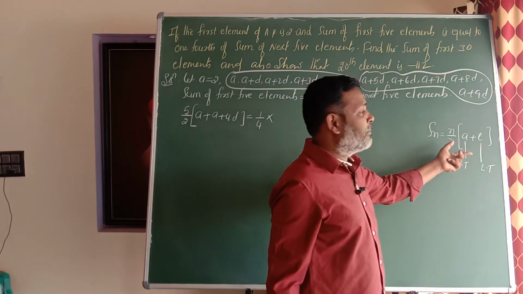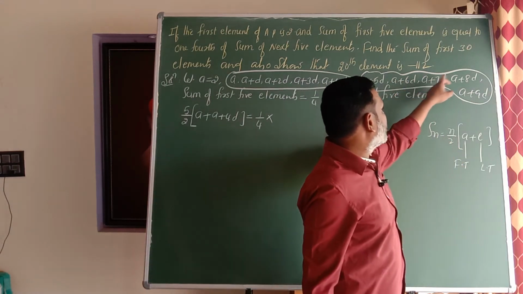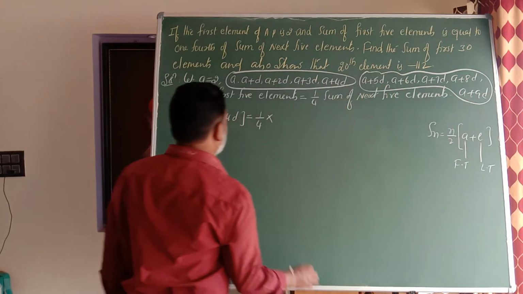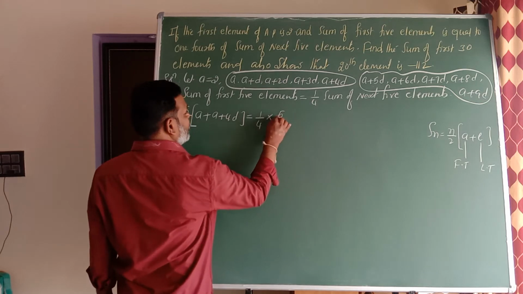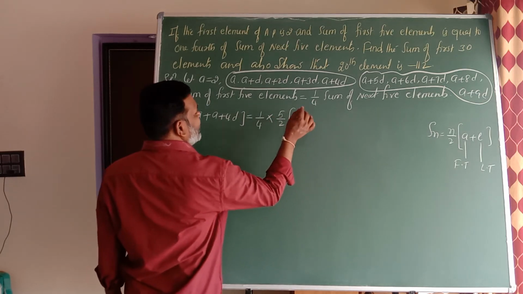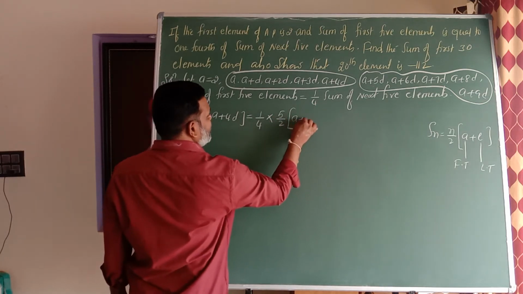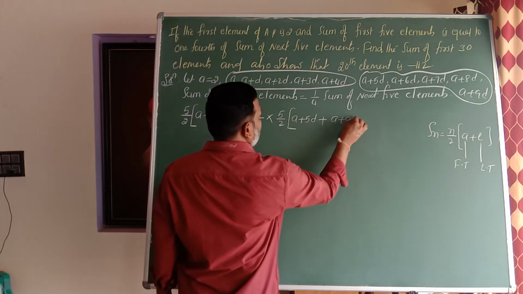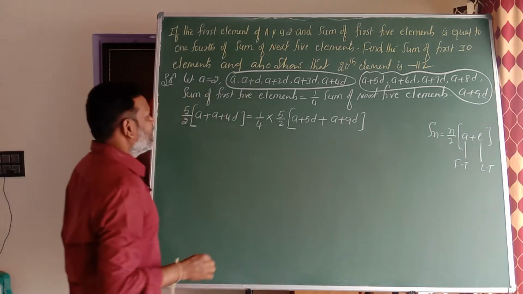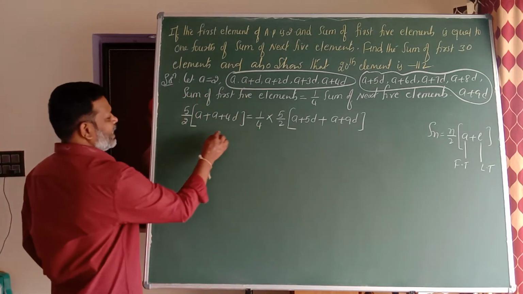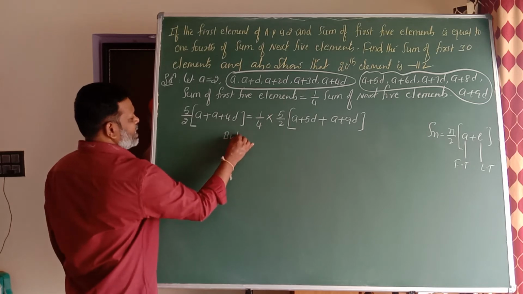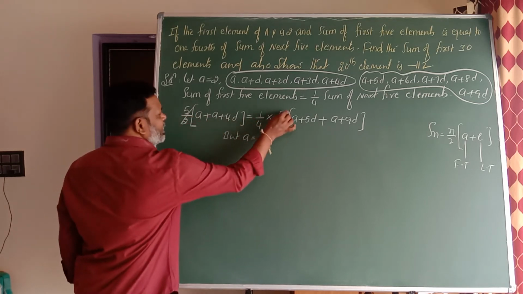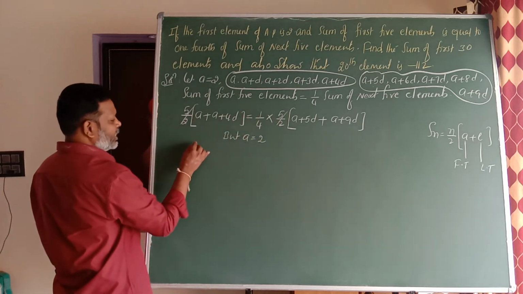I can use this only. Next 5 elements 1, 2, 3, 4, 5. Here this is the first term and this is the last term. I can use n by 2. Here n is 5. 5 by 2 into A, where A means first term. What is the first term? A plus 5D, plus last term, A plus 9D. Now just simplify and put the value of A. What is A? A is equal to 2. Here 5 by 2, 5 by 2 get cancelled, right?